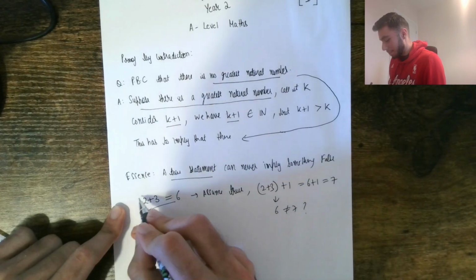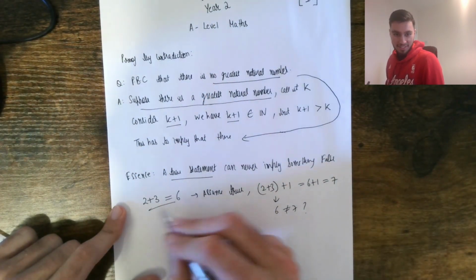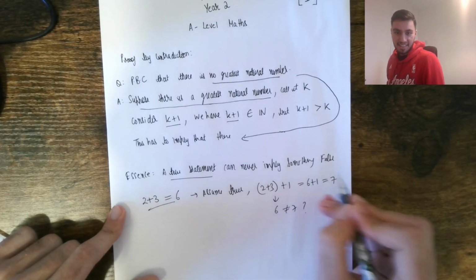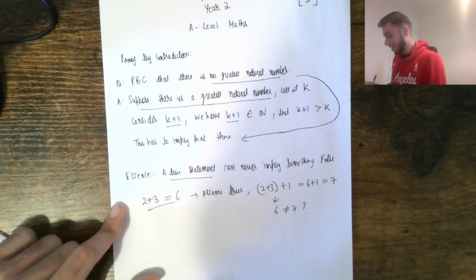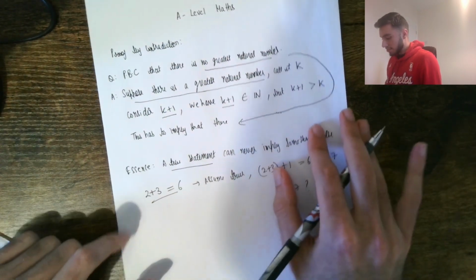It's not the greatest example because I assumed 2 plus 3 was 6. But you sort of get the essence. If I say 2 plus 3 is 6, I add 1 to both sides, I get 6 equals 7. But 6 is not equal to 7. So you get some idea. Let's look at a couple other examples.